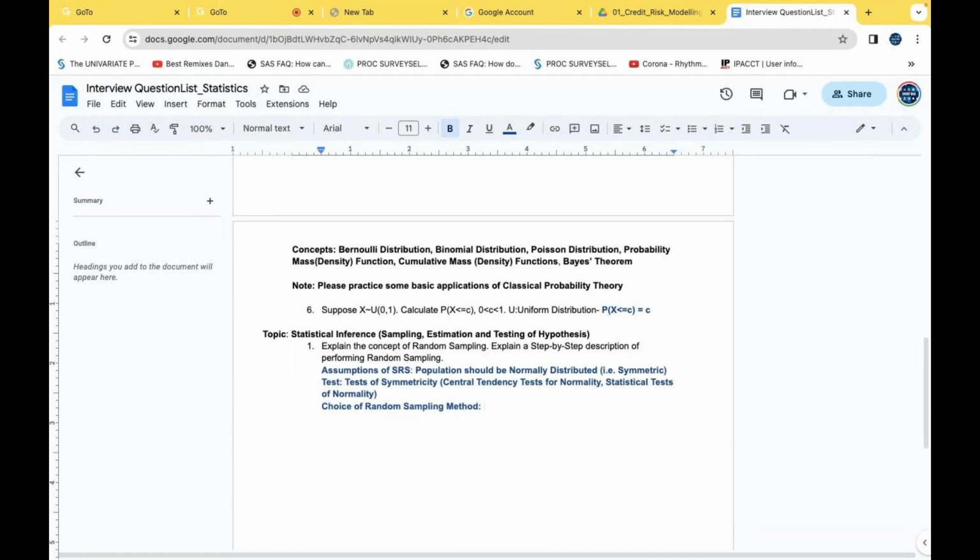So conceptually, if you have to do a conceptually sound sampling framework using simple random sampling, you need to ensure that your population is normally distributed. Clear? Yes, Tanmay.